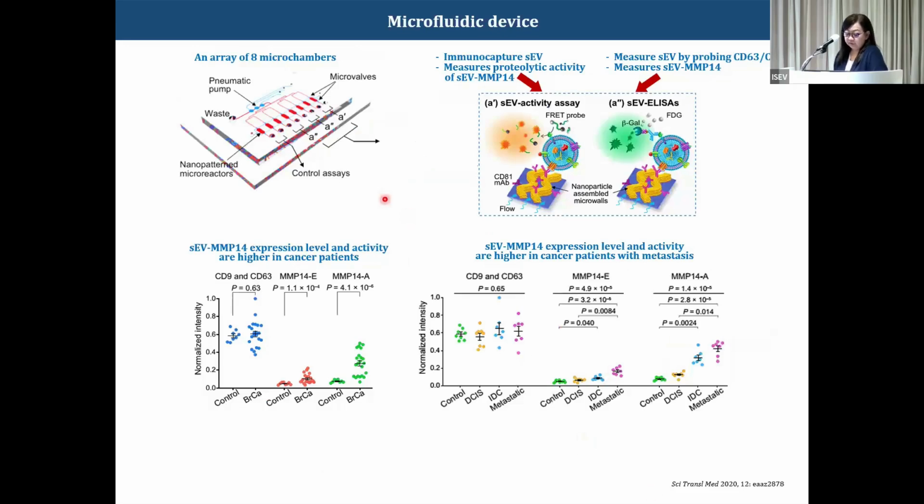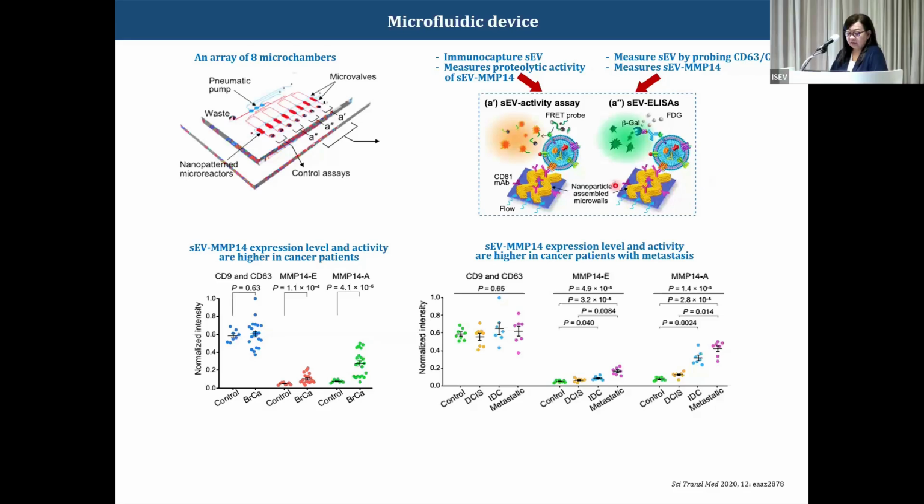So this is another microfluidic device that comprises an array of 8 microchannel chambers that enable EV enrichment and analysis of MMP14 level and enzymatic activity. The signal of the FRAP probe is quenched. The proteolytic activity of MMP14 cleaves the quencher to generate fluorescent signals. Another chamber is able to quantify small EVs and the amount of MMP14 on the sEVs.